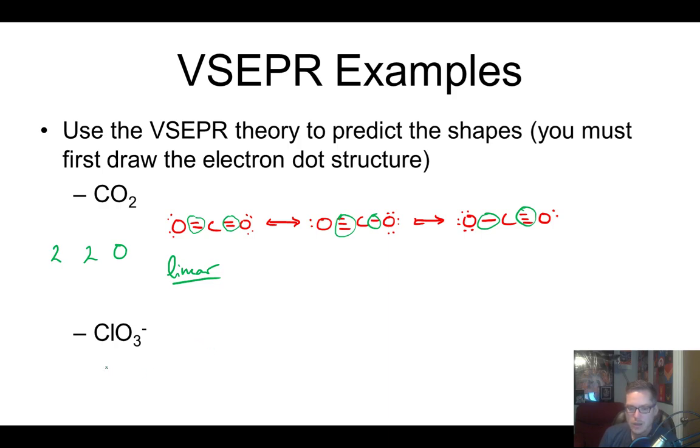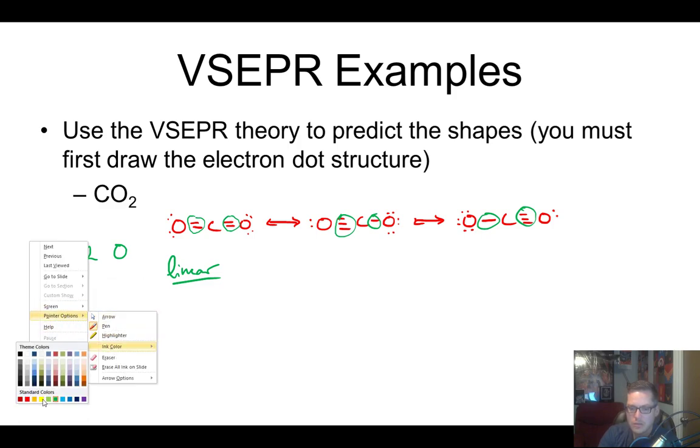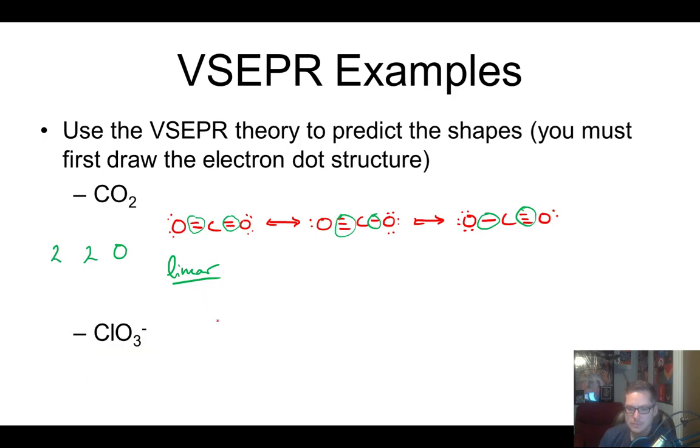Chlorate. All right, so we got chlorine. Maybe I should go back to red, otherwise it might confuse people. So let's be careful and only click that one. And then we'll go to pointer options, pen, and then pointer options, color. We're going to go back to our red, all right?